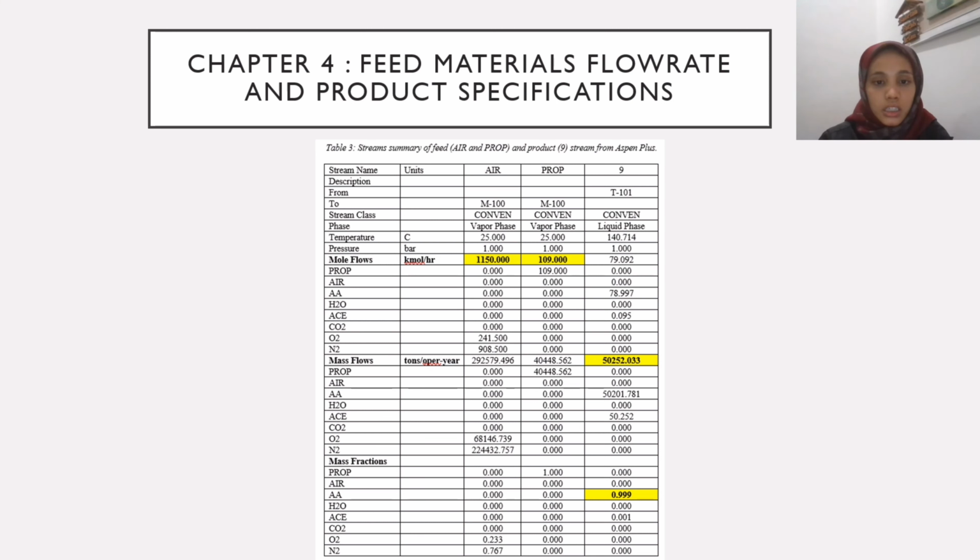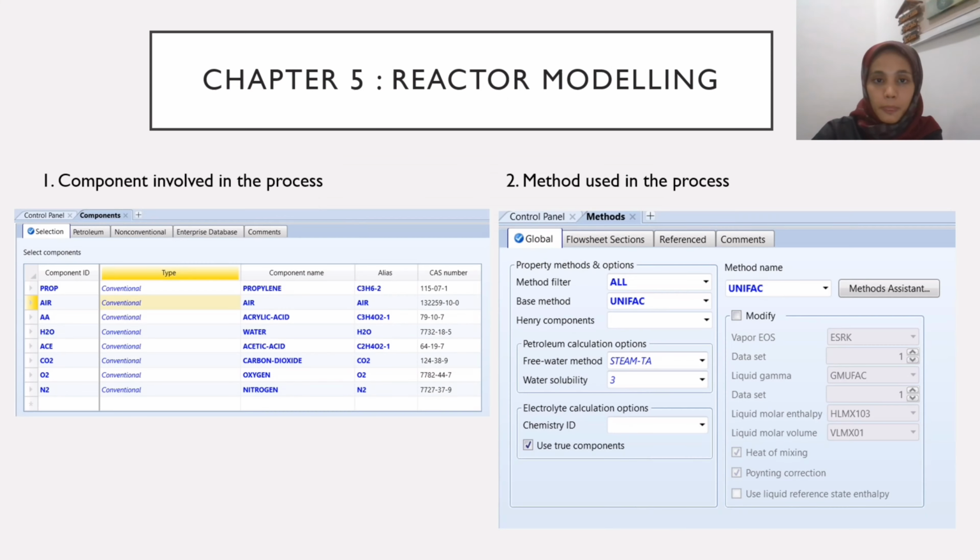From Table 3 in the slide, the production rate of acrylic acid is around 50,225.033 tons per operational year with the purity 99.88%. An air inlet flow rate of 1,150 kmol per hour and a propylene inlet flow rate of 109 kmol per hour are required in order to achieve the desired acrylic acid production.